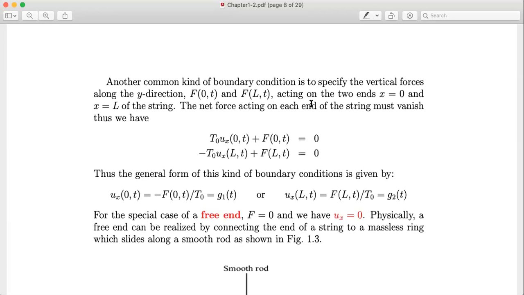That shouldn't be difficult to see, but let me just switch to the whiteboard to show this. So I'm specifying, say, the endpoint at x equal to 0. So I fix the force acting at this point. Let me use a different color. So I say there's a force acting on this point, I just call it F0(t), along the y direction. That's my y direction.